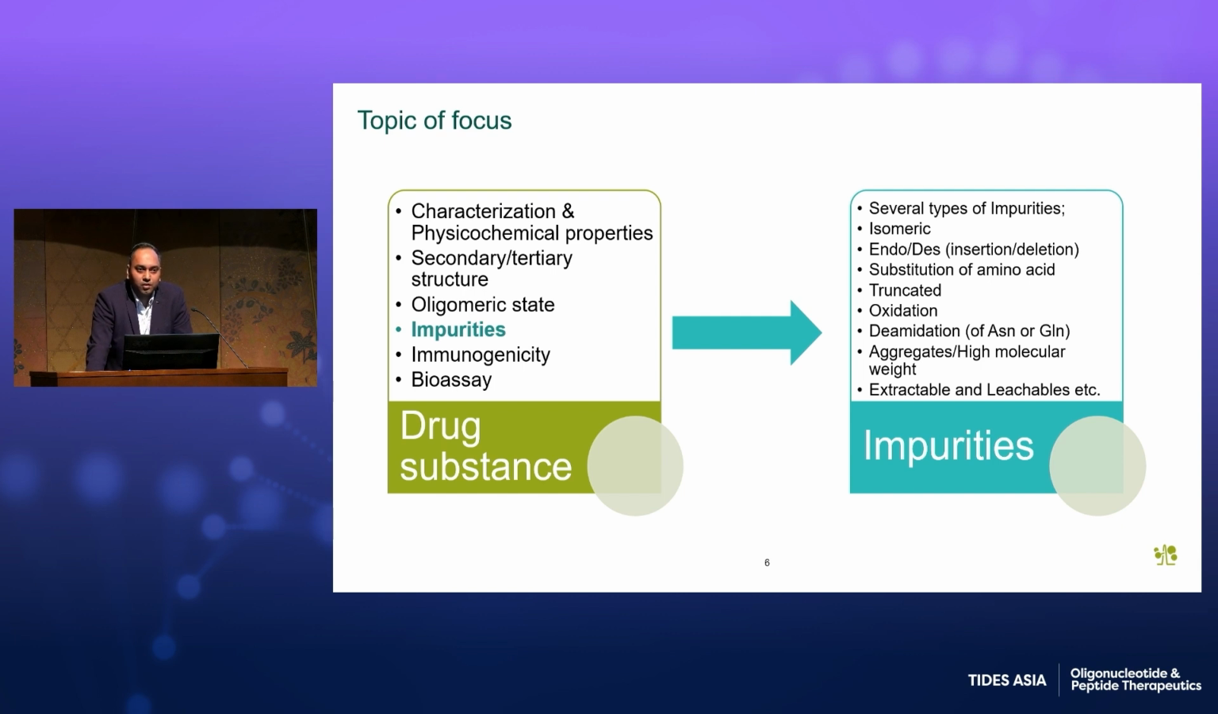If you take the FMOC deprotection, at that time, insertion or deletion impurity can happen. Insertion can happen from your starting material, and if the FMOC group is not deprotected with piperidine, then you may get des impurity, truncation, oxidation. These are all impurities during the process. Aggregation is a very good topic, and because of high molecular weight impurity, FDA and EMA are all more concerned about this because this can trigger an immune response. And my colleague Jar is going to talk about aggregation in detail this afternoon. And there are extractable and leachable impurities which are of concern.